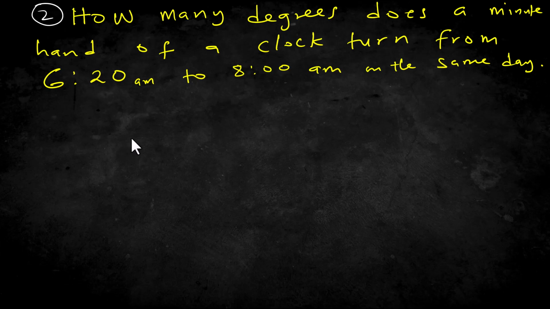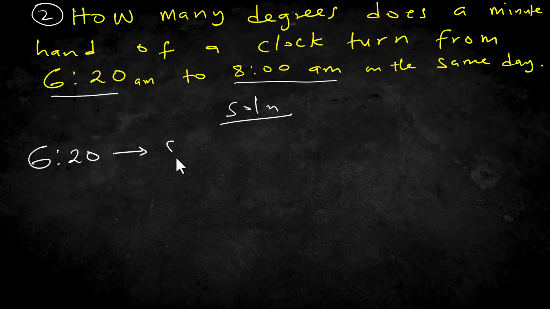This one will guide you and help you understand the concept very well. How many degrees does a minute hand of a clock turn from 6:20 a.m. to 8:00 a.m. in the same day? So from 6:20 to 8:00 a.m., how many minutes? We have 1 hour 40 minutes.